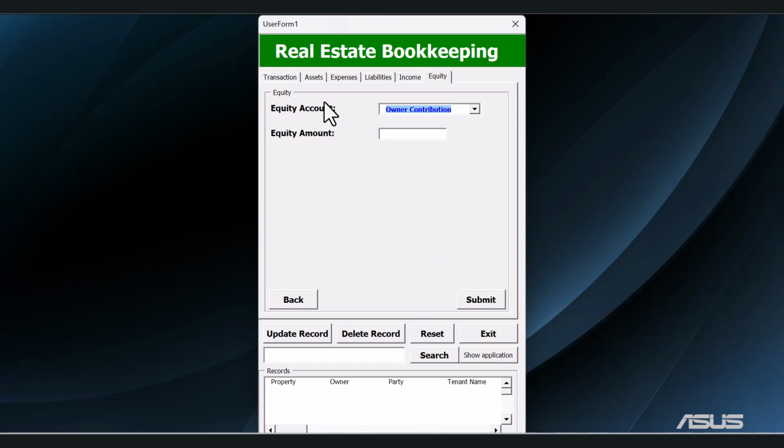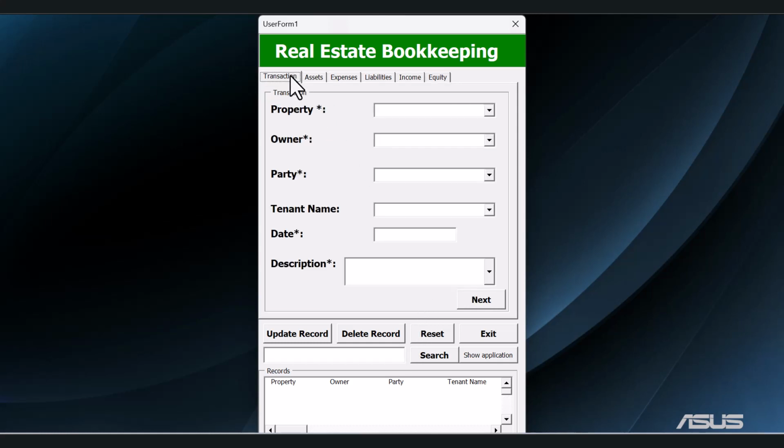Okay, and so we are going to proceed with a few examples, which I'm going to show here. So we're going to take our teaching property, which is this 123 Main Street property. We're going to assume that it's owned by one of these holdings here, the LLCs, and we'll select that. And we're going to assume that the first transaction is a tenant making a rent payment, right?